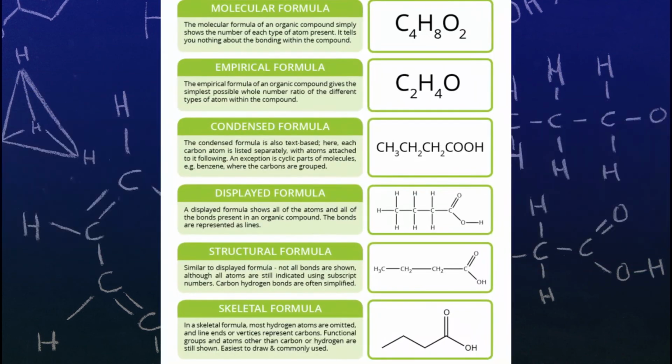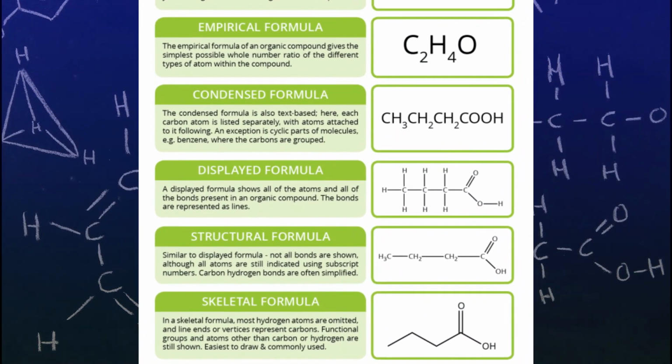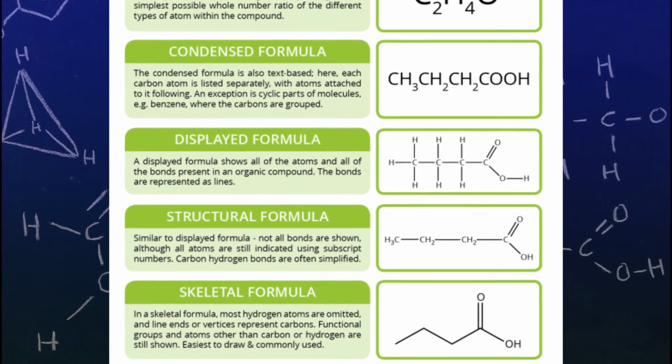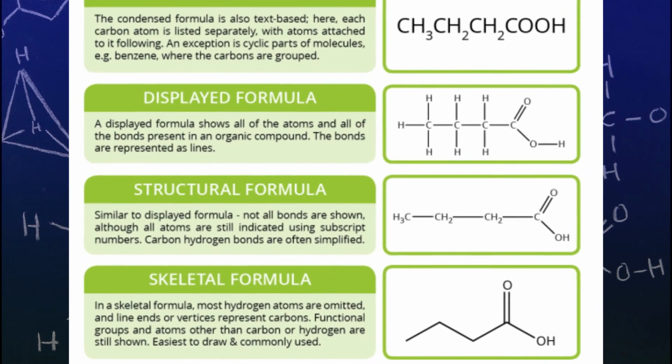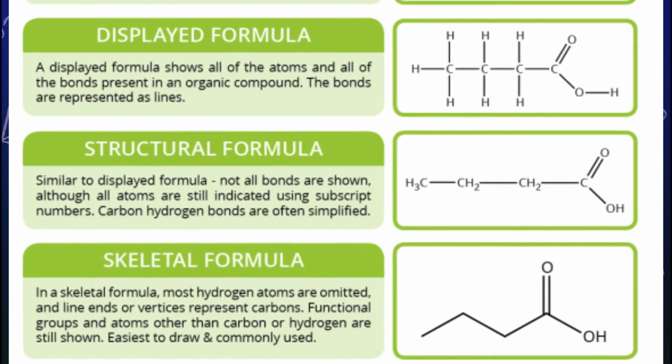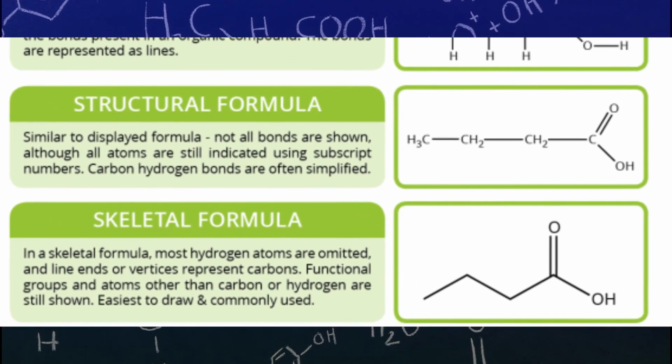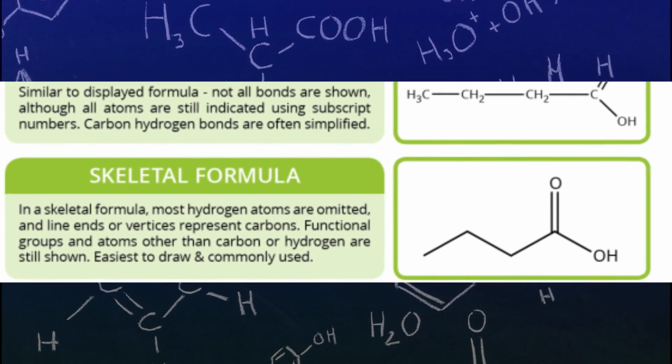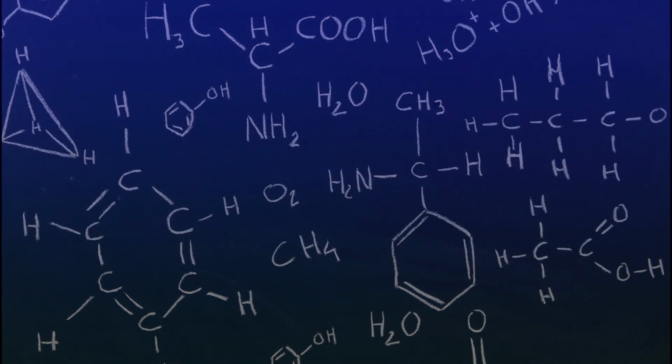A skeletal formula is the last one. In it each point shows a carbon. Where the line breaks, meaning when it goes down or up, there is a carbon.